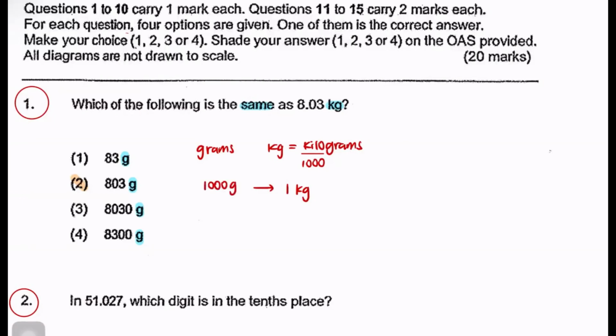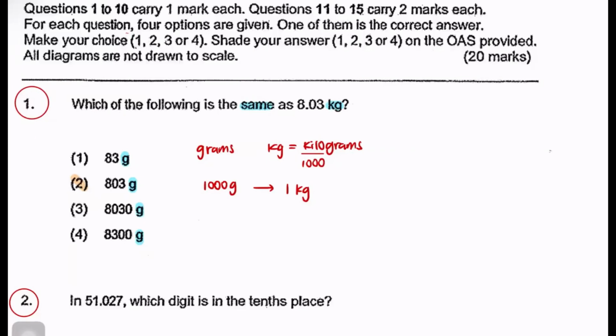1,000 grams, because kilo is 1,000. Understand? Okay, 1 kilo is 1,000 grams. Remember that, okay? 1,000 grams. So 1 kg is the same as 1,000, 3 zeros at the back. Okay, 3 zeros means 1,000, right? Can you guys write down this? 1,000 grams equals 1 kg.